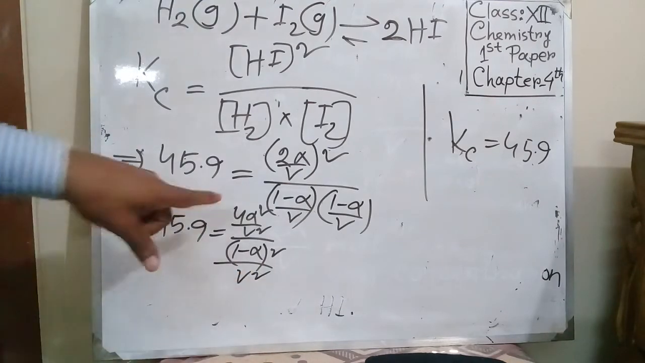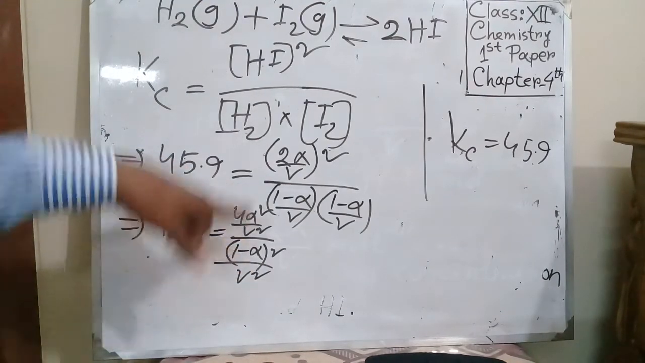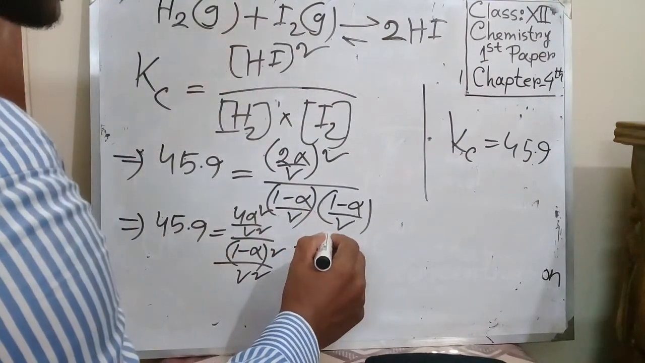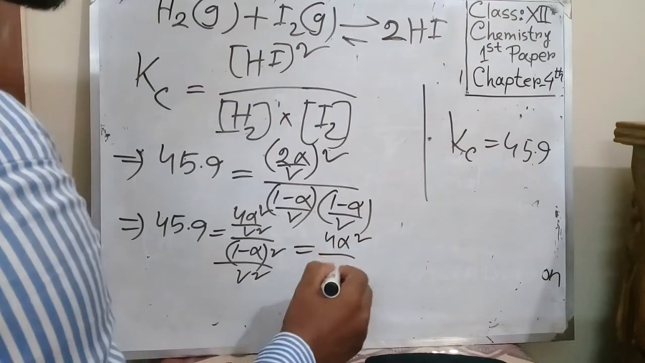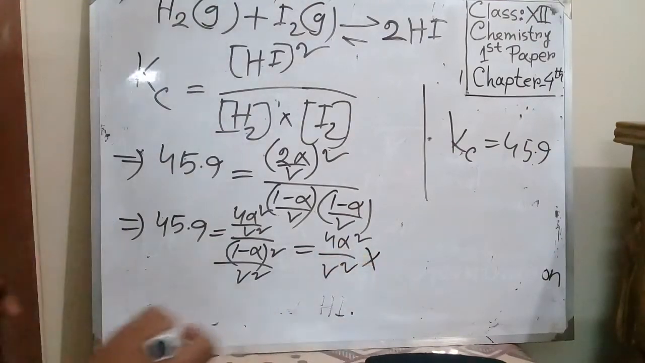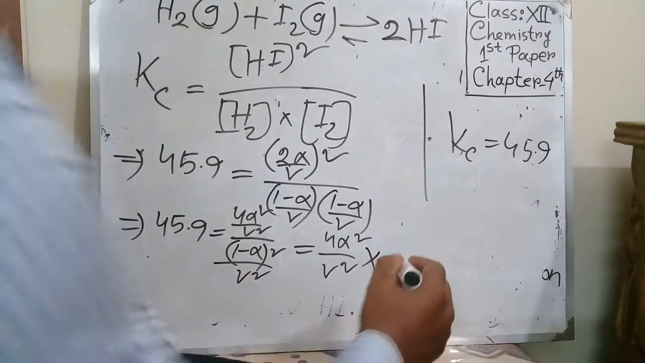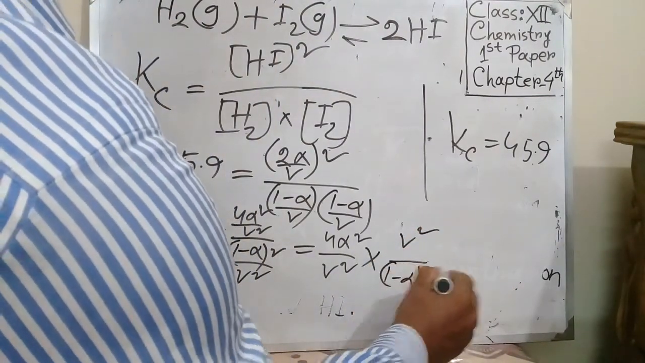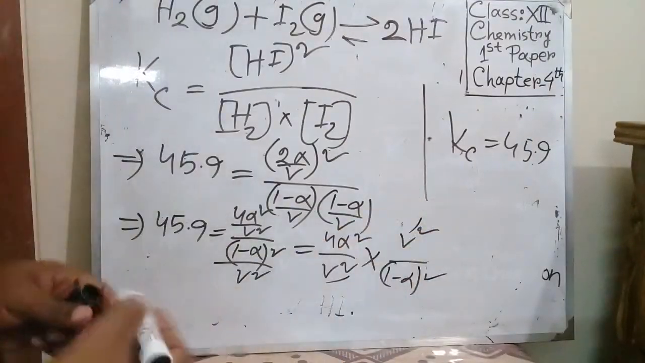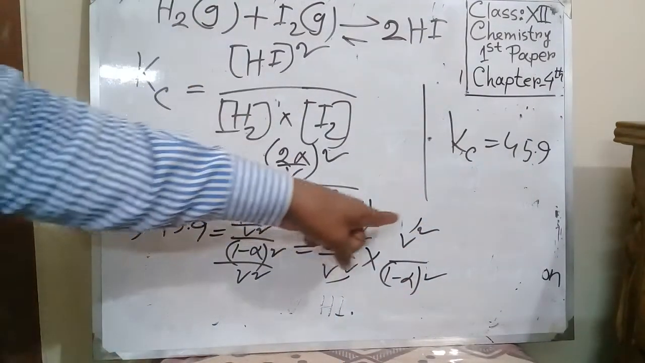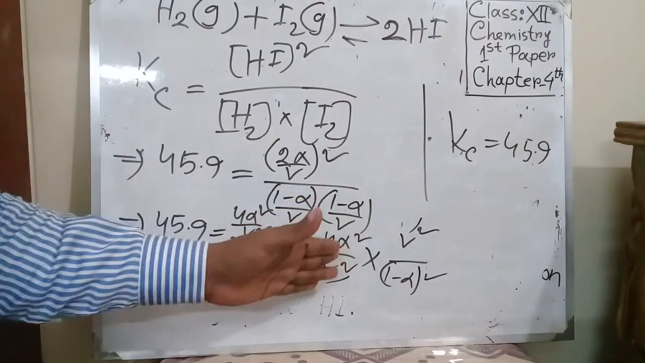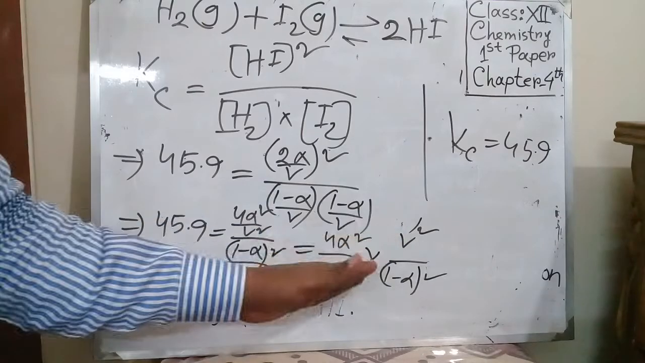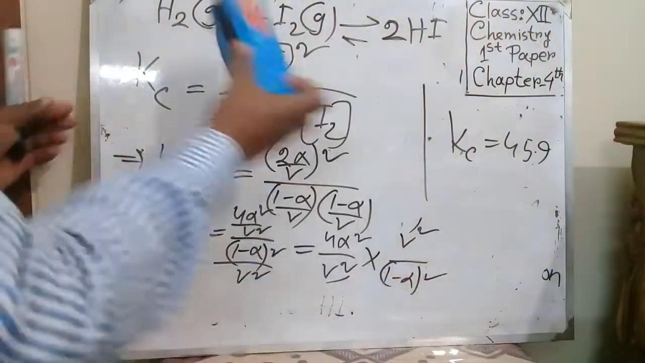This one is a complex fraction, we need to convert this one into a simple fraction. For this we need to write 4 alpha square divided by V square multiplied by the reverse, that means V square divided by 1 minus alpha whole square. So it will cancel, because if we divide V square by V square, then we can get 1. So just 4 alpha square divided by 1 minus alpha whole square we can get here. So we will start from here.